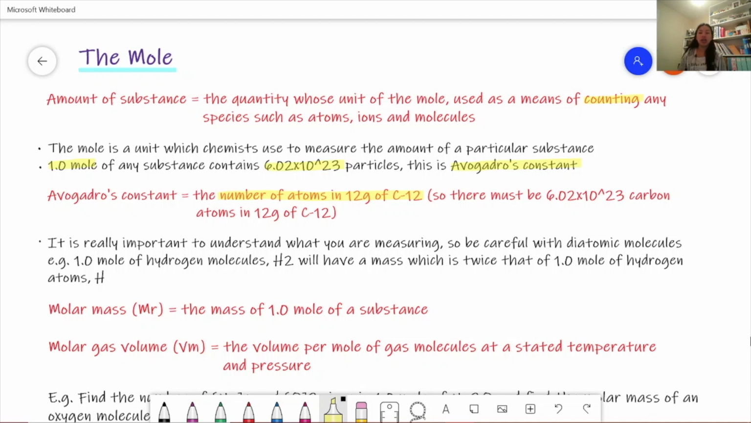It's really important to understand what you're measuring, so be careful with diatomic molecules. For example, if we had 1 mole of hydrogen molecules, which has the formula H2, we'll have a mass which is twice that of 1 mole of hydrogen atoms, because we only have 1 hydrogen atom instead of 2. The definition of molar mass is the mass of 1 mole of a substance. And the molar gas volume is the volume per mole of gas molecules at a stated temperature and pressure.